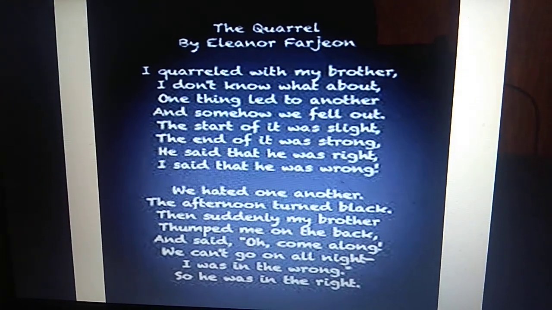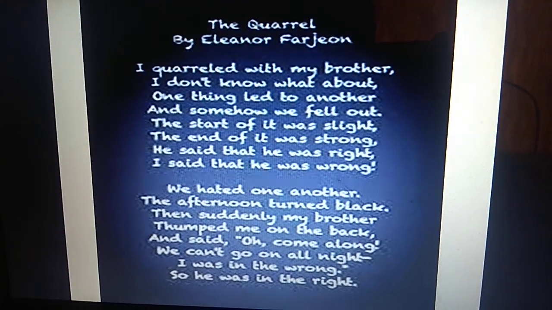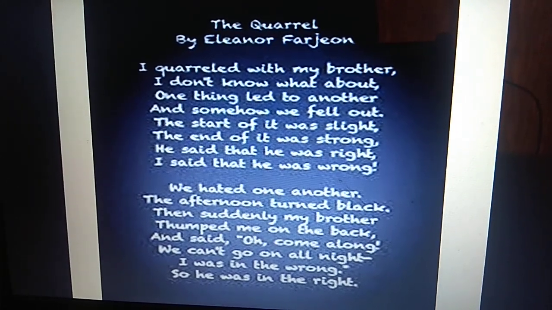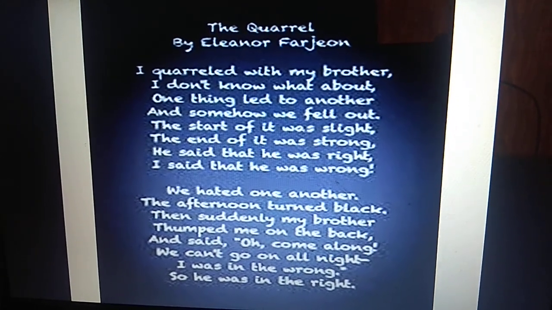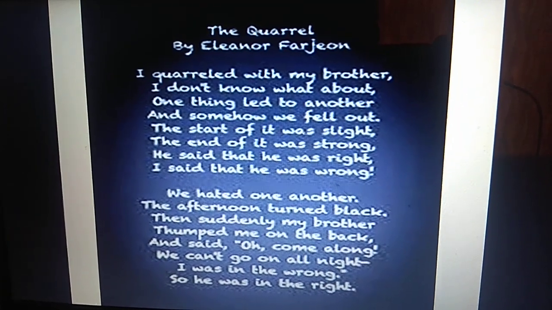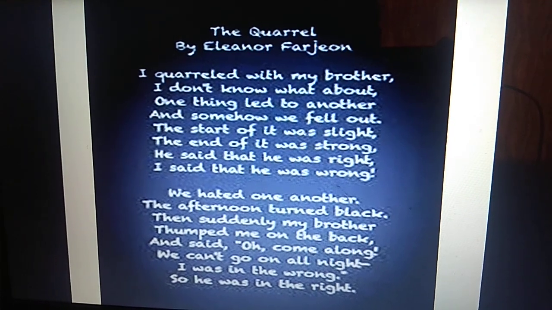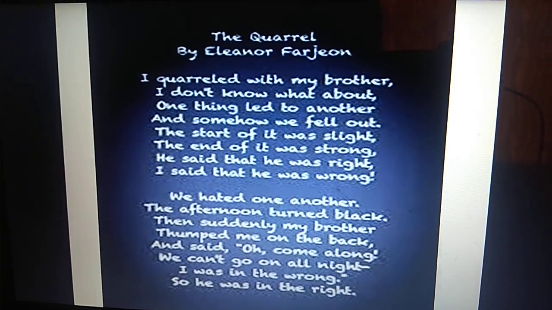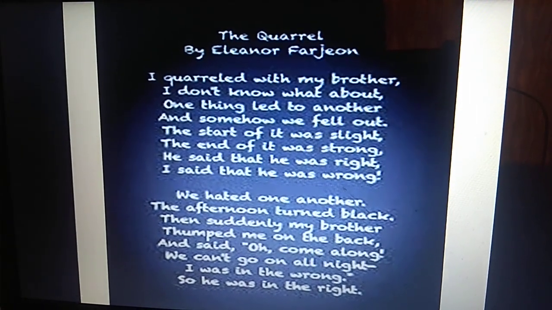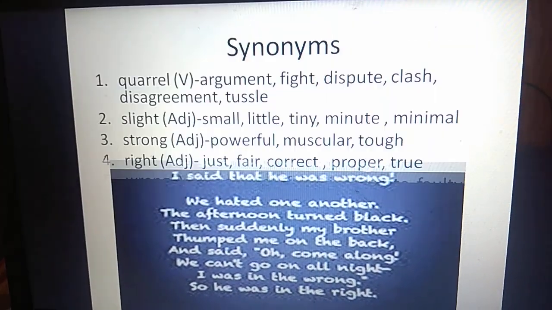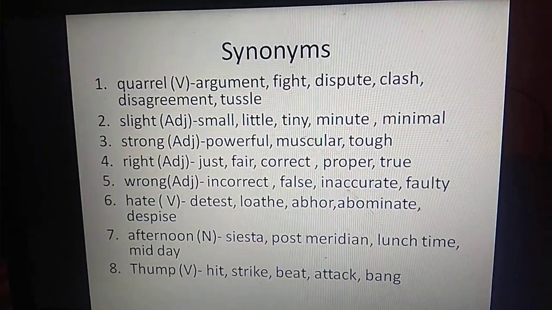Now let us recite stanza 2. We hated one another, the afternoon turned black. Then suddenly my brother thumped me on the back and said, "Oh, come along. We can't go on all night. I was in the wrong, so he was in the right." Let us focus on the synonyms for the next stanza.